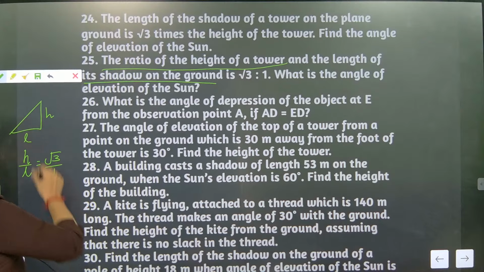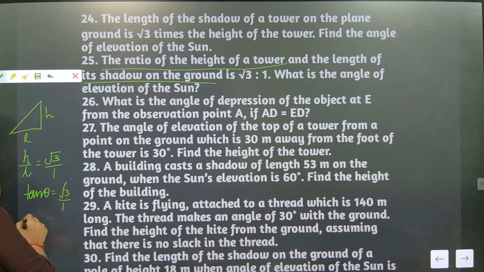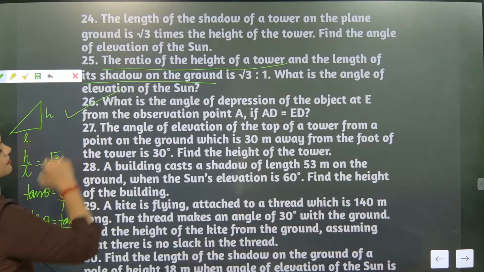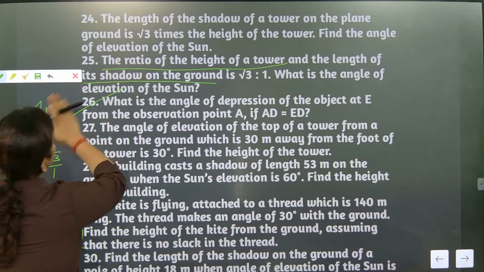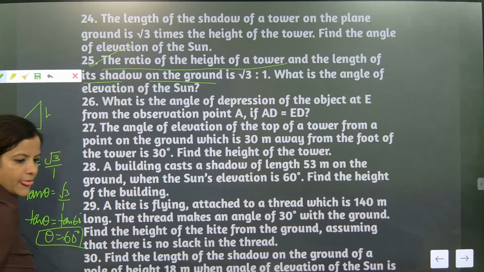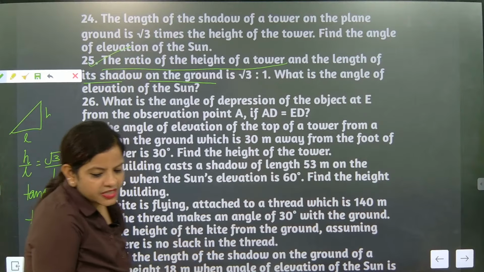What is the angle of elevation? So definitely we know that tan theta is equal to root 3 by 1. So tan theta is equal to tan 60 degree. So theta is coming as 60 degree. This is coming as 60 degree. Done?